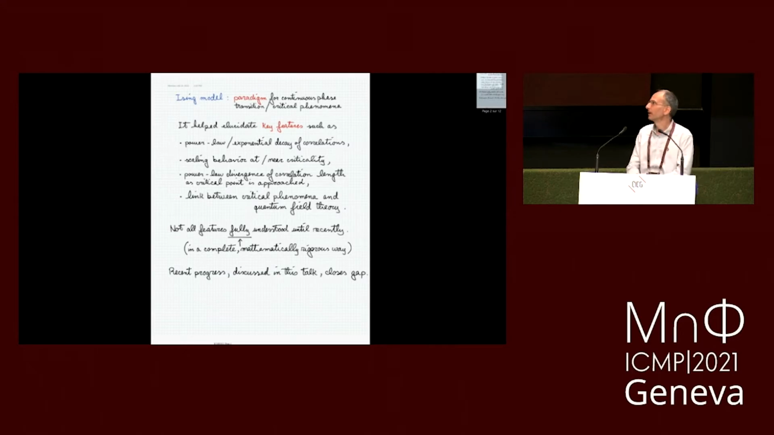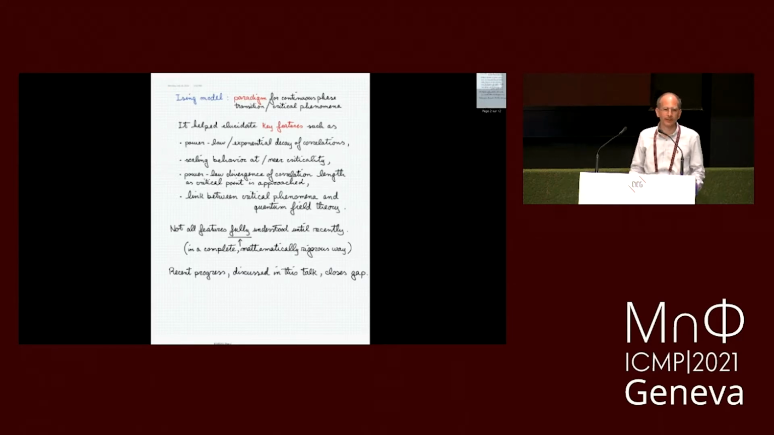So the Ising model is a paradigm for the study of continuous phase transitions and critical phenomena. In fact, it has played a really crucial role in the development of statistical mechanics in general, and more specifically in the study of critical phenomena. In particular, it helped elucidate some very important key features in the theory, such as power law versus exponential decay of correlations, the scaling behavior at the critical point or near the critical point, the behavior of the correlation length as you approach the critical point, and more generally, the link between critical phenomena and quantum field theory. All of these aspects, in one way or another, have been mentioned at this conference.